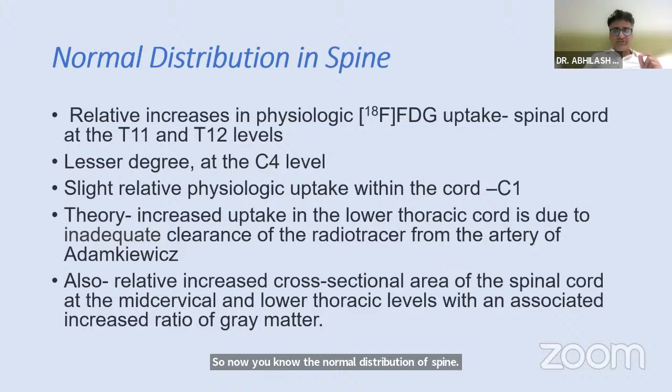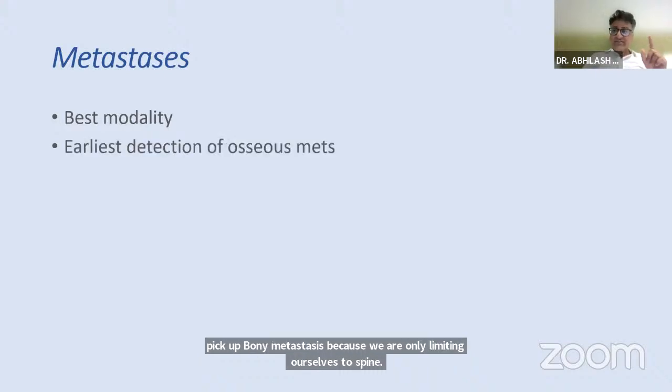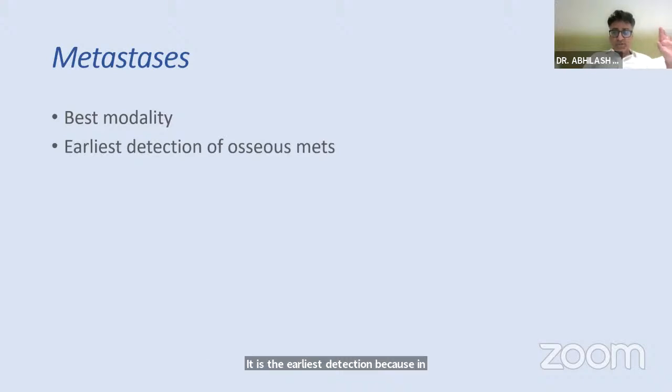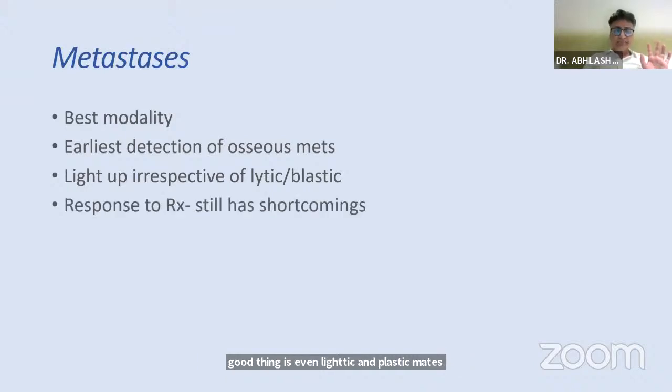So as a spine surgeon, when do we require a PET CT scan? The most common indication that all of us will talk about will be in cases of tumors, as in cases of metastasis. A PET CT is considered to be the best modality to pick up bony metastasis because we are only limiting ourselves to spine. It is the earliest detection because in cases where you know where a primary tumor is, if you do an FDG PET scan, it'll pick up the metabolically active tissues in your spine before the MRI picks them up. The good thing is even lytic and blastic mets irrespectively will light up on your PET CT.